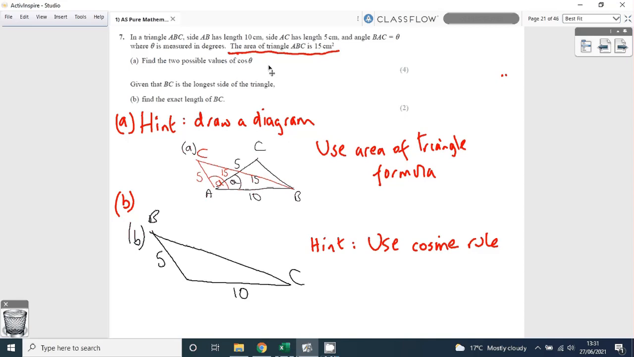And then to work out what cos theta could be, remember that sin squared theta plus cos squared theta equals 1. And now for part B, find BC when it's the longest side of the triangle. So that's going to be using the ACB with the red theta. So you're going to use the cosine rule, and you're just going to have to decide which of the two cosine theta's values from part A is going to maximize the size of the length BC. So I'll leave it to you to ponder over which of your two cos answers for part A will give you the biggest length for BC.